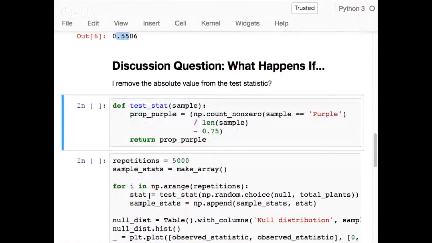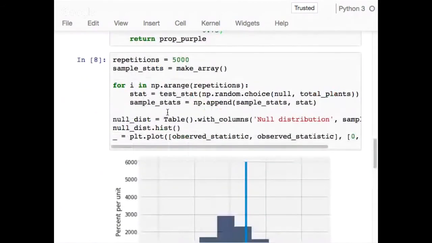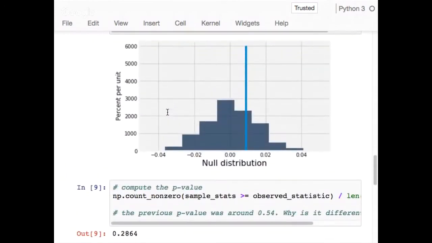So then I asked you, what happens if I remove the absolute value? So here's the same test statistic. I just removed this absolute value. So before this was here, now it is not here. I run that. And I notice that my p-value also changes. Talk over with your neighbor what happened. Now we've gone over this stuff about test statistics. Okay, so go.